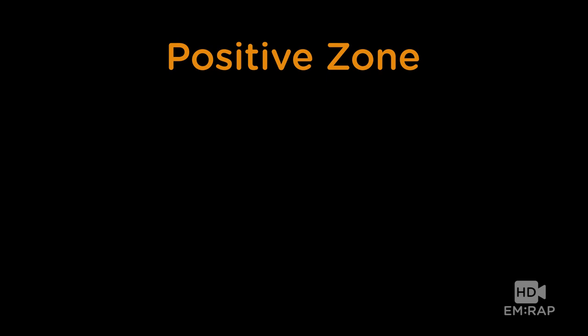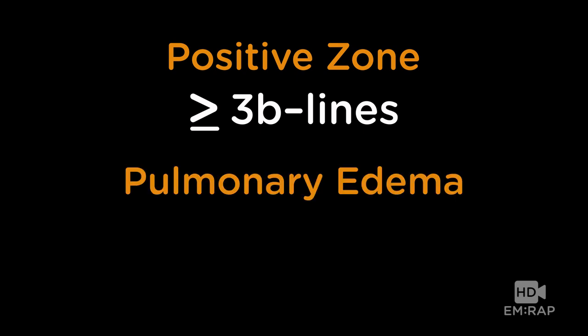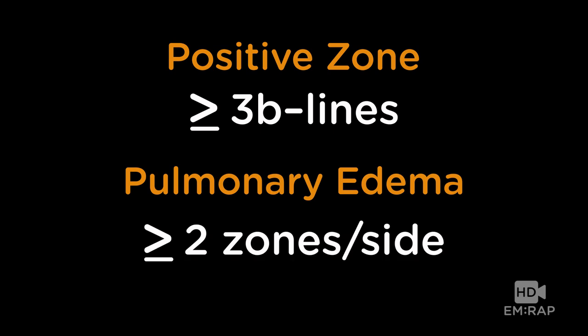So to recap, to have a positive zone for pulmonary edema, you have to have 3 or more B lines. So 3 or more B lines per zone equals a positive zone. For the patient to be considered to have diffuse pulmonary edema, you have to have 2 positive zones per side. So 3 or more B lines in 2 or more zones per side gives you a patient with pulmonary edema.